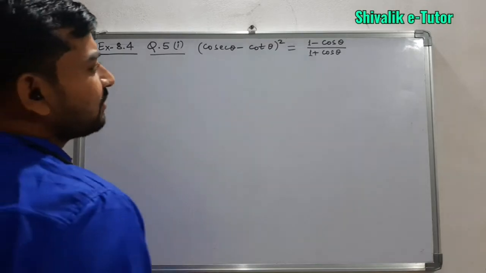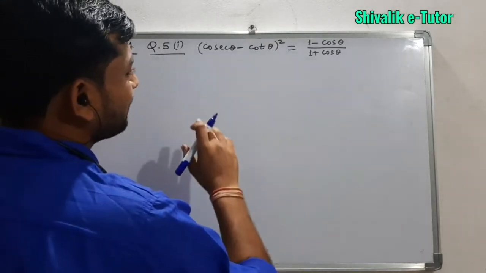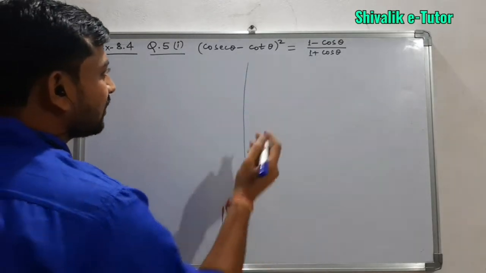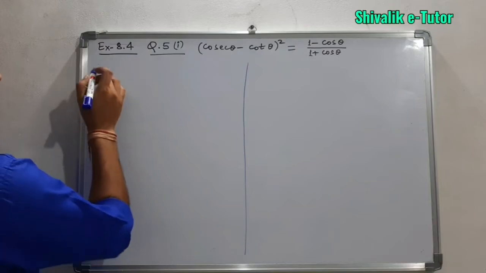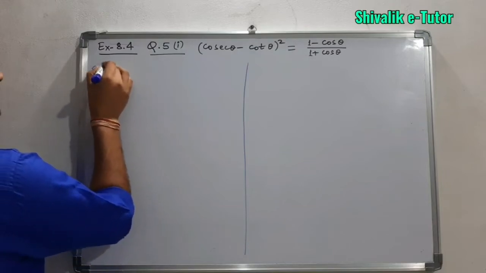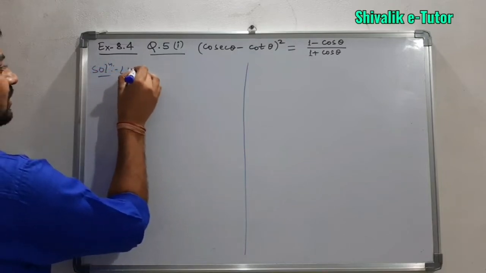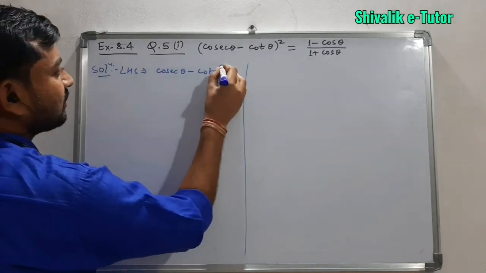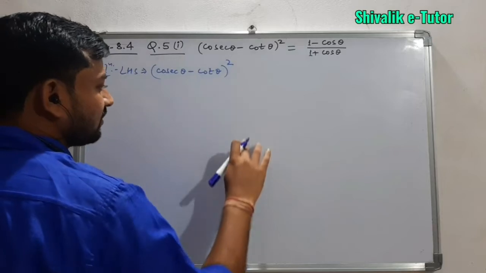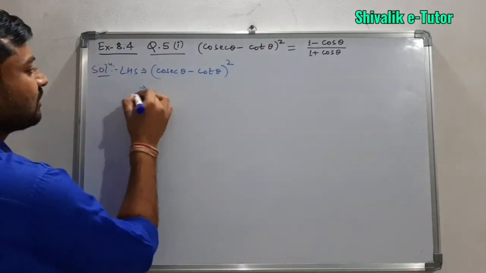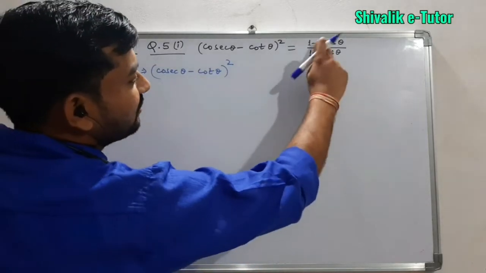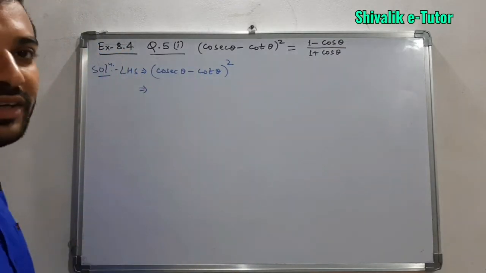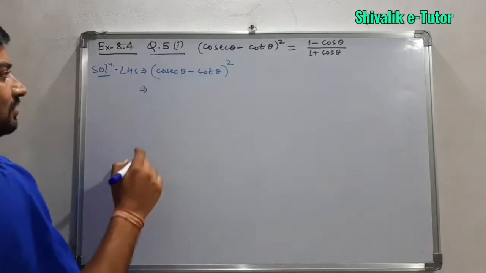As I told you, we can solve either the LHS or the RHS to get the other side. Let me start with the same approach that we used in the previous example. I am taking the LHS only. LHS is (cosec theta minus cot theta) whole square. Now let us come to the solution. As we know that in the RHS there is only cos theta, we have to convert cosec theta and cot theta into sine and cos so that we can come to that result.